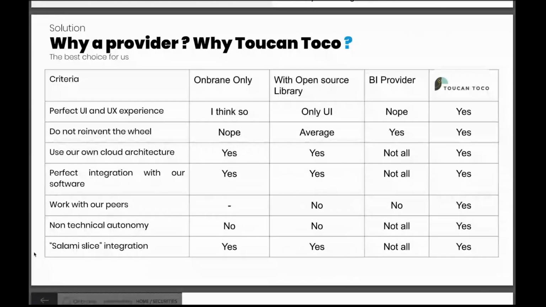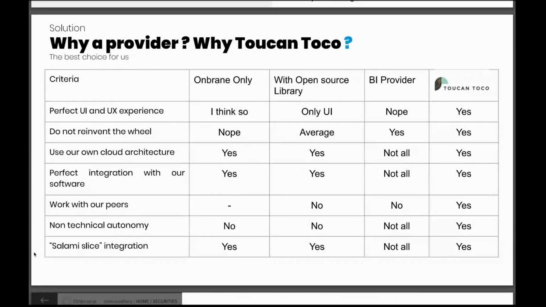The big majority allows, but not all of them. And Toucan Toco is a yes. Work with our peers, of course. When I benchmark all the BI providers, it's a lot of big companies with processes and values that are not completely the same as us, in terms of development, marketing, stuff like that. So of course we have a good feeling with Toucan Toco, but it's more a personal and subjective approach. So I can't speak a lot about that.